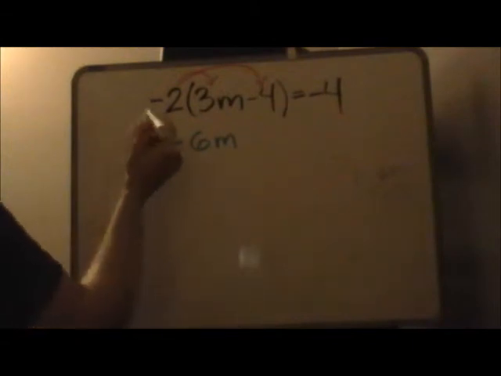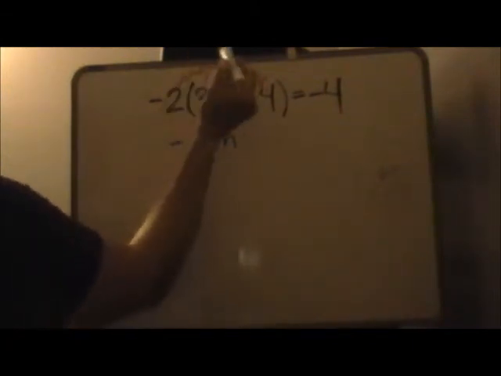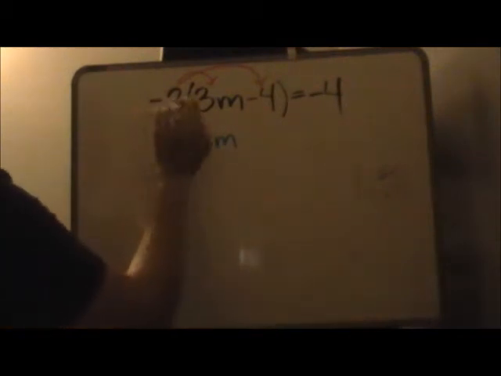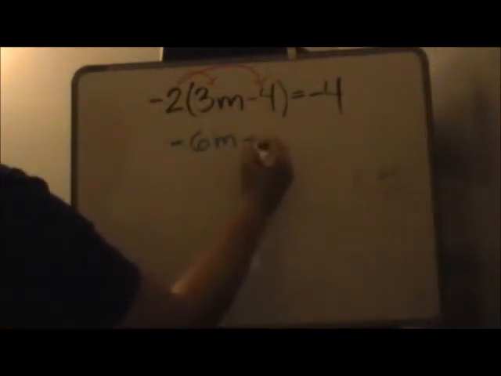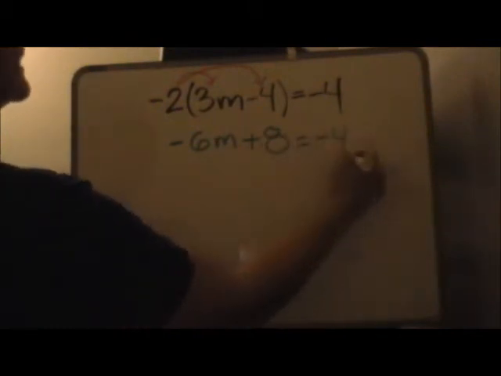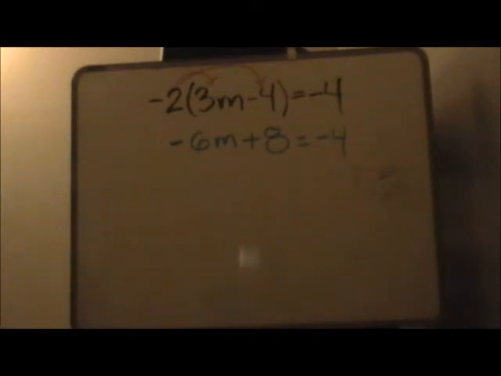Then, I'm going to do -2 times -4. And remember, we always start with signs. So negative and negative gives me a positive. 2 times 4 gives me an 8. And this has to be equal to -4 because nothing has changed on the other side.